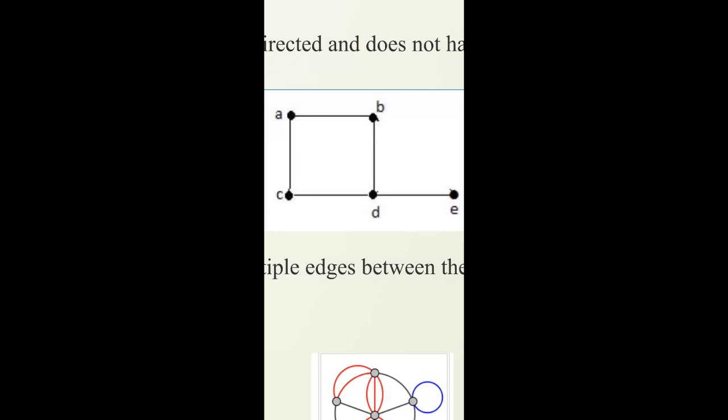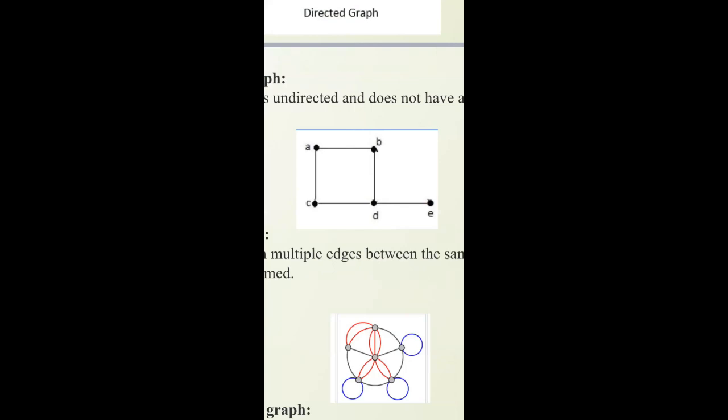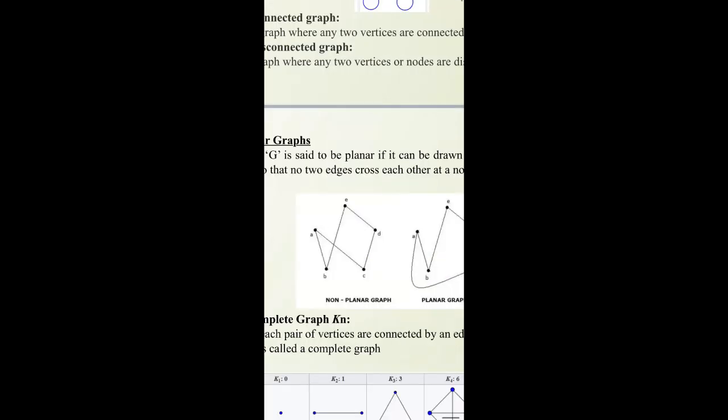Yes. Okay, good. And similarly, DE and AB. Are these adjacent edges? Yes. AB and DE. No, because they do not share a common vertex. AB is one edge, DE is another edge. No vertex is common in both edges. That's why they are not adjacent edges.